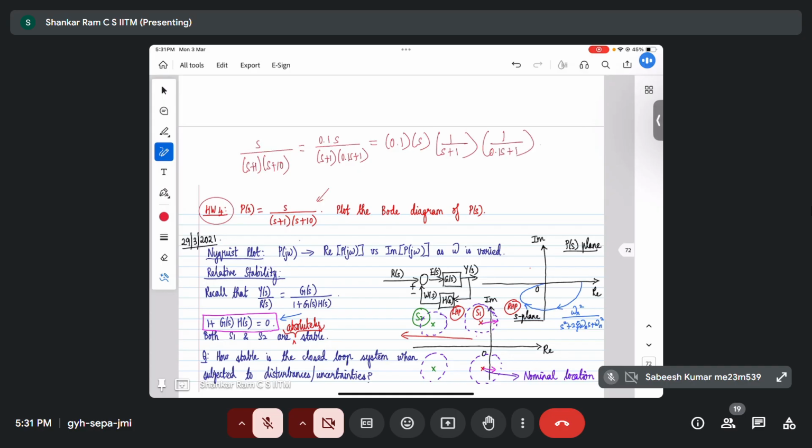So we know what is the Bode plot of 0.1. We know what is the Bode plot of S. We know what is the Bode plot of 1 by S plus 1. And we also know what is the Bode plot of 1 by 0.1 S plus 1. So please plot the log magnitude plot of these 4 factors and then add them. Similarly, please plot the phase plot, and then add that. Then you will get the total Bode plot. Okay, so essentially, we can do that.